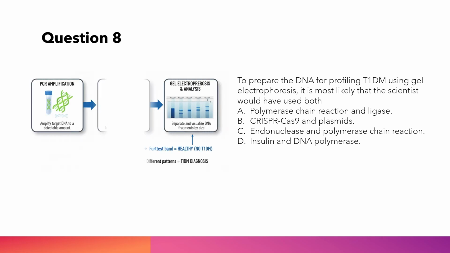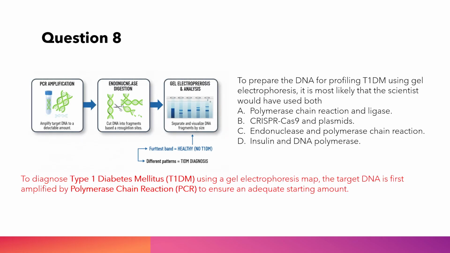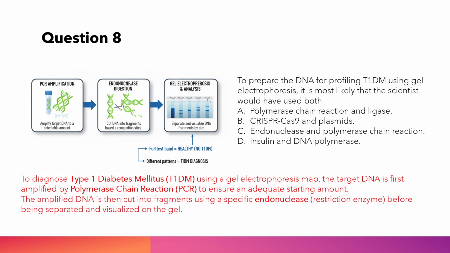To diagnose type 1 diabetes mellitus, T1DM, using a gel electrophoresis map, the target DNA is first amplified by polymerase chain reaction, PCR, to ensure an adequate starting amount. The amplified DNA is then cut into fragments using a specific endonuclease restriction enzyme before being separated and visualized on the gel.